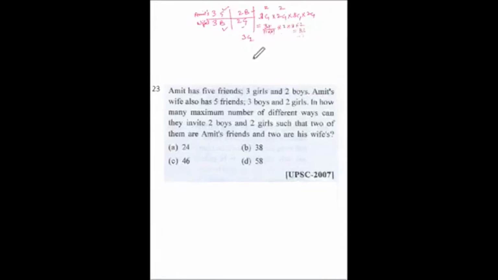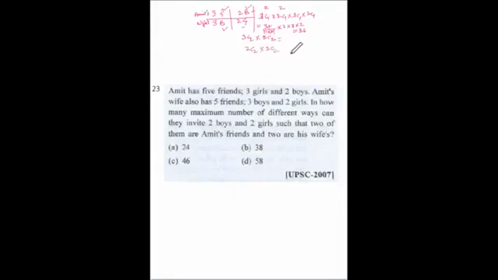Then in the next case, we take 2 girls from here, and then we cannot take more girls from here. So 2 girls we have taken, and we take 2 boys from the other side, 3C2. This is the second case. And the same when we take 2 boys from here, 2C2, and 2 girls from here, 2C2. These 3 cases will be there only.